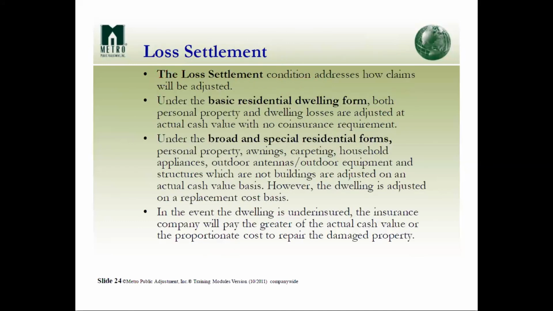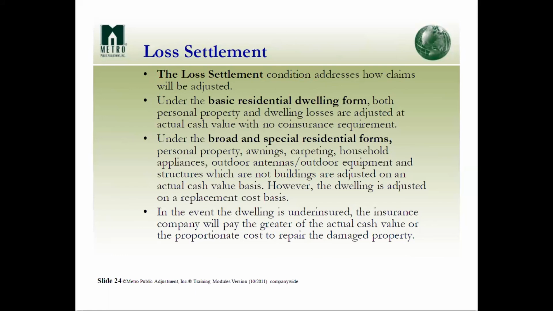The loss settlement is the condition under which a claim is going to be adjusted. And that's a whole section of your policy. Under the basic residential form, personal property and dwelling losses are done at an actual cash value with no coinsurance requirement. Coinsurance means, on a really basic level, that the house is insured for what it will cost to repair it. Coinsurance requires that that house be insured at no less than 80% of the actual cost to rebuild that house. It is the client's responsibility to make sure that the number is correct. It is not the insurance company's responsibility.